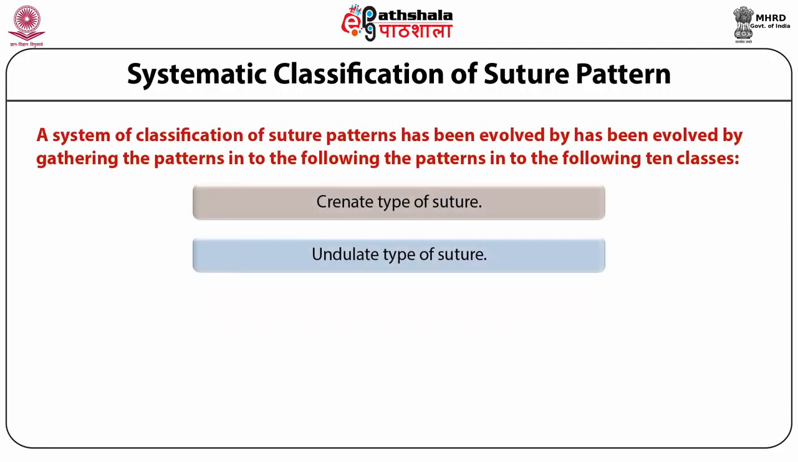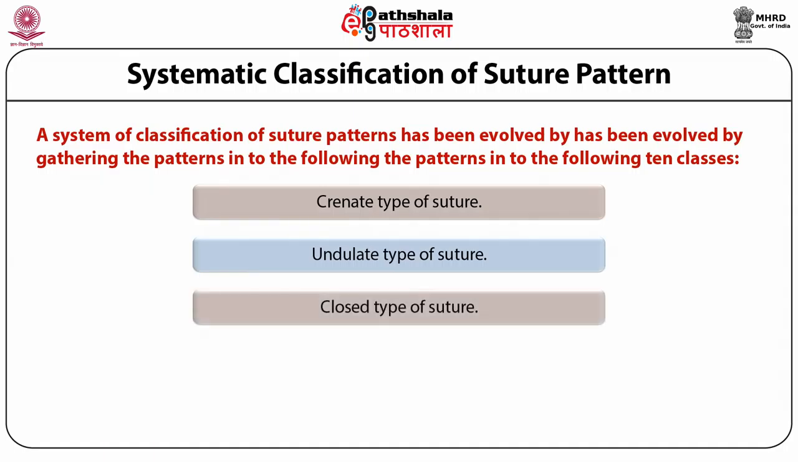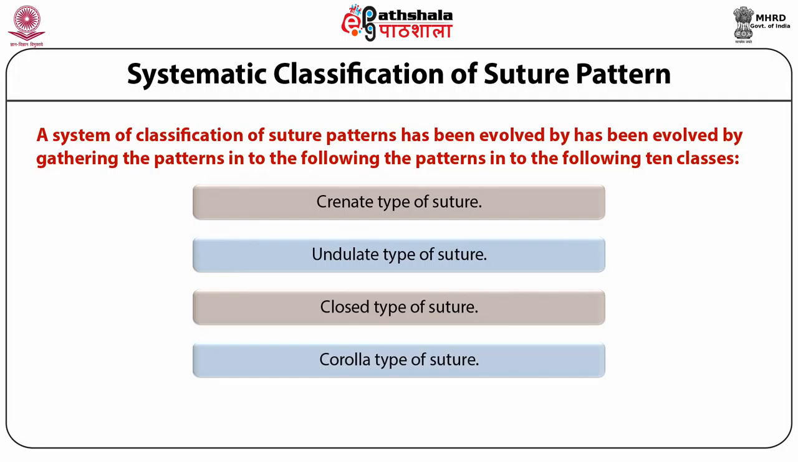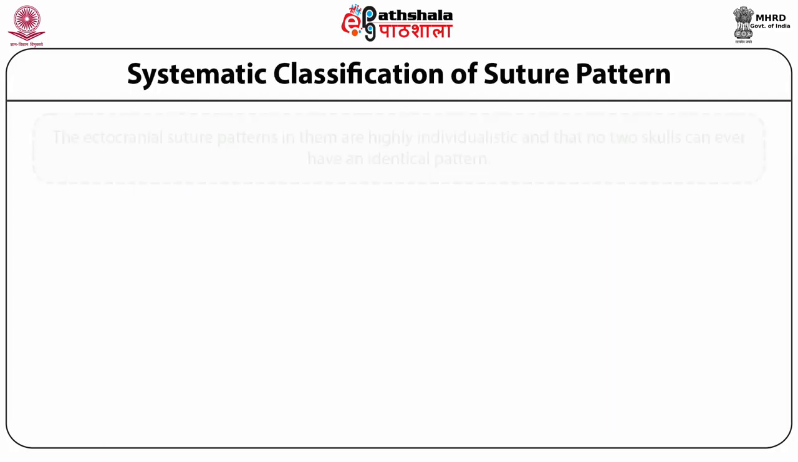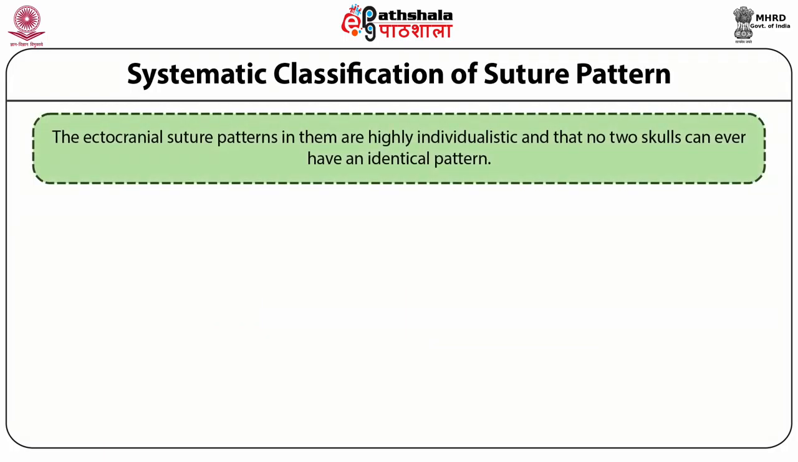Seventh, undulate type of suture. Eighth, closed type of suture. Then columnar type of suture. And finally, complicated type of suture. The ectocranial suture patterns in them are highly individualistic, and no two skulls can ever have an identical pattern.